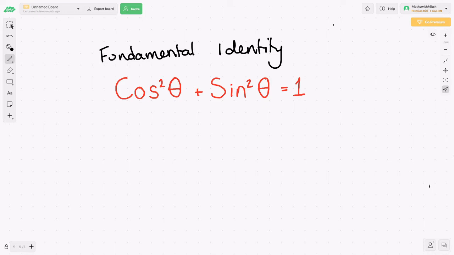Today we are going to be looking at the fundamental identity cos squared theta plus sin squared theta equals 1. We're going to derive that equation using the trig and Pythagoras that we know already and look at where it comes from. So let's get into it.